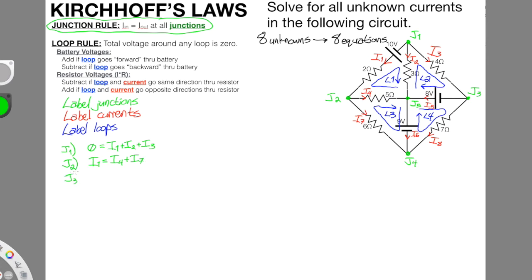For junction 3, we have current 3 coming in, and we have currents 5 and 8 going out, so I3 equals I5 plus I8.